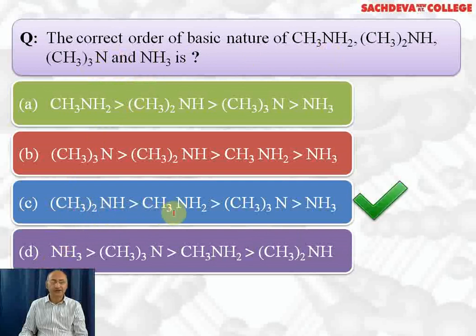Secondary amine is more basic than primary. Primary is more basic than tertiary because tertiary has steric hindrance, and all the amines are more basic than ammonia because alkyl groups are electron releasing. So the correct answer is C part.